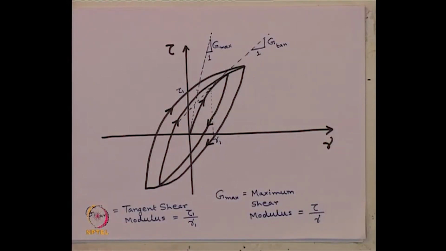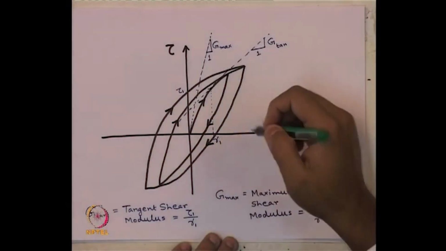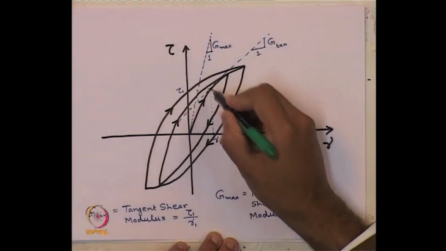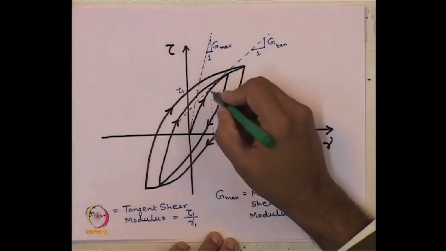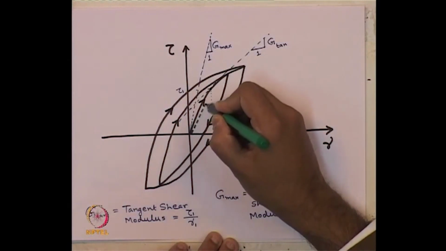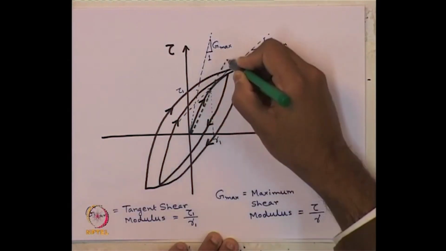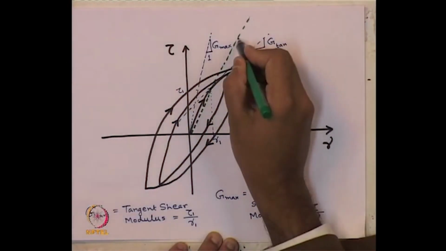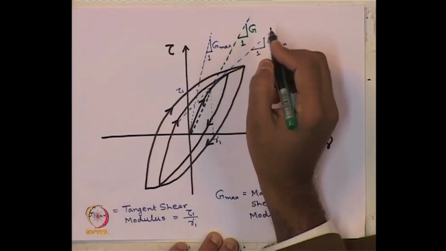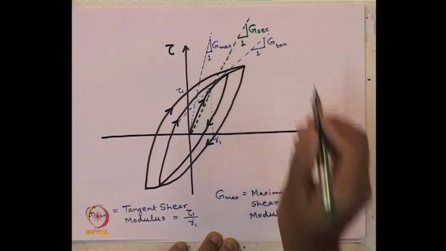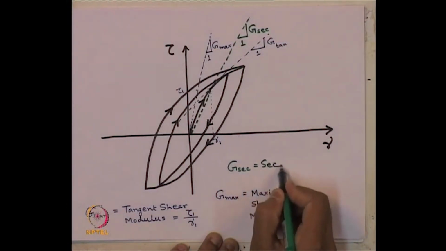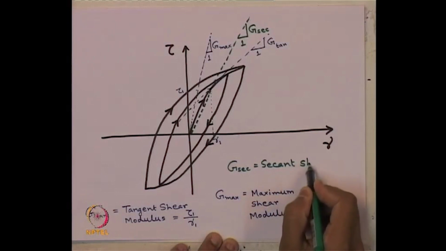And another slope of the tau gamma relationship we can get: suppose at this same point, if we join this point with the initial point 0, 0 and draw the slope of it, that is called G sec. So, G sec is nothing but secant shear modulus.